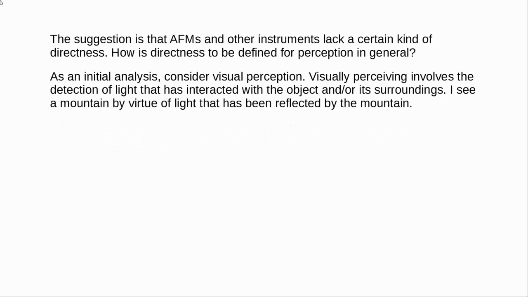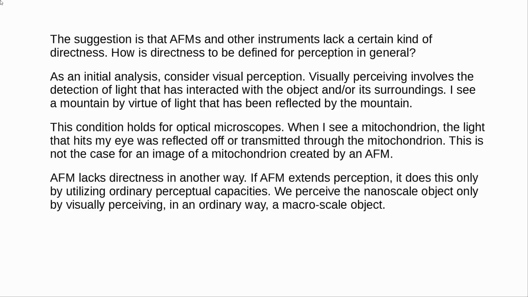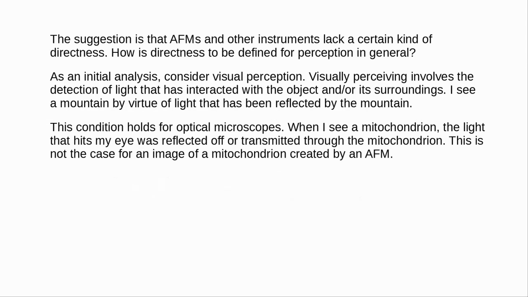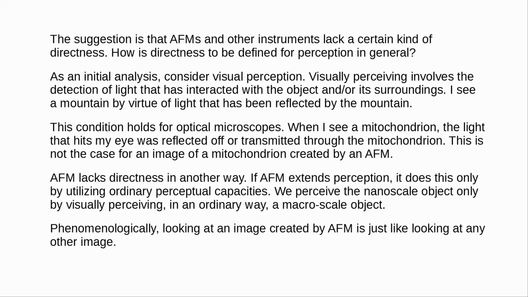Now, atomic force microscopes lack directness in another sense also. If an atomic force microscope extends perception, then it does this only by being parasitic on our ordinary perceptual capacities. So we perceive the nanoscale object only via perceiving another object, a macroscale object, and that object is perceived in a normal way through the normal capacity of sight. Phenomenologically, looking at an image created by an atomic force microscope is just like looking at any other image. It feels like seeing, it feels like visual perception.